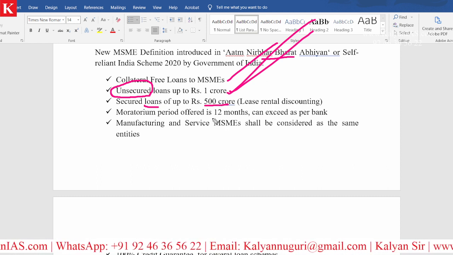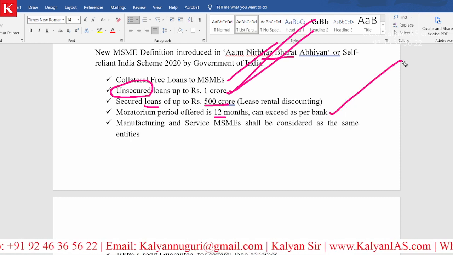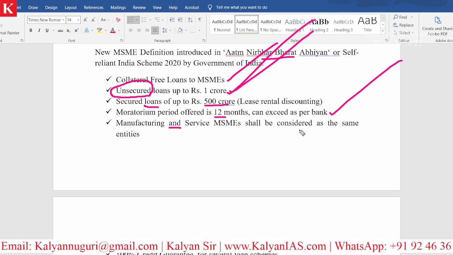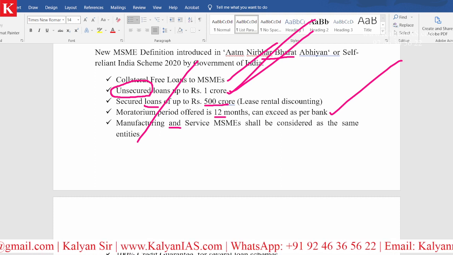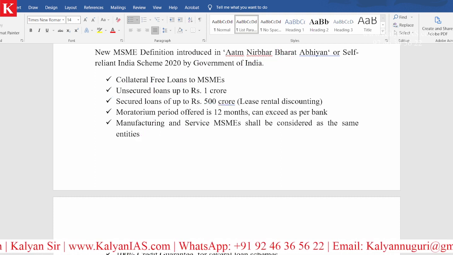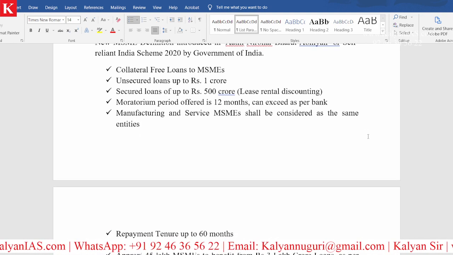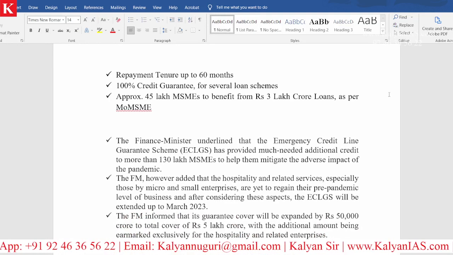Is that okay? And secured loans will be given up to 500 crores. And moratorium period offered is 12 months. It can exceed as per the bank. Manufacture and service sector MSMEs shall be considered as the same entities. Clear, these have all been introduced during the pandemic time to support MSMEs, right?